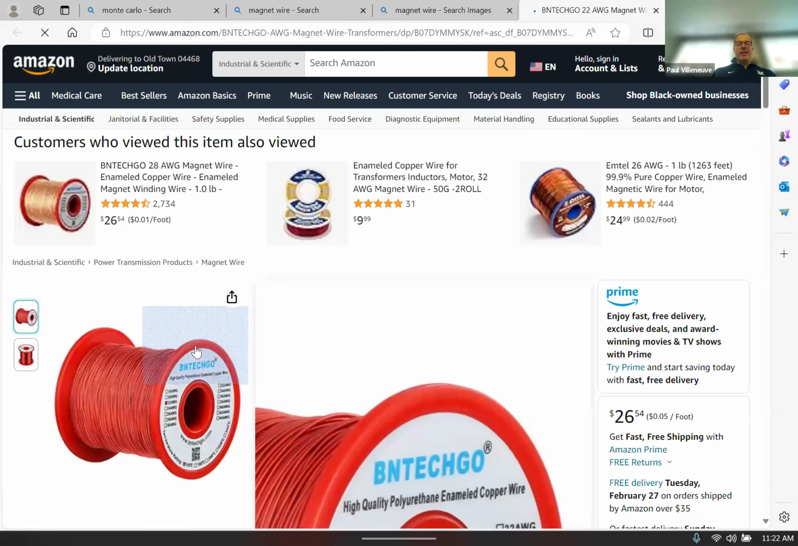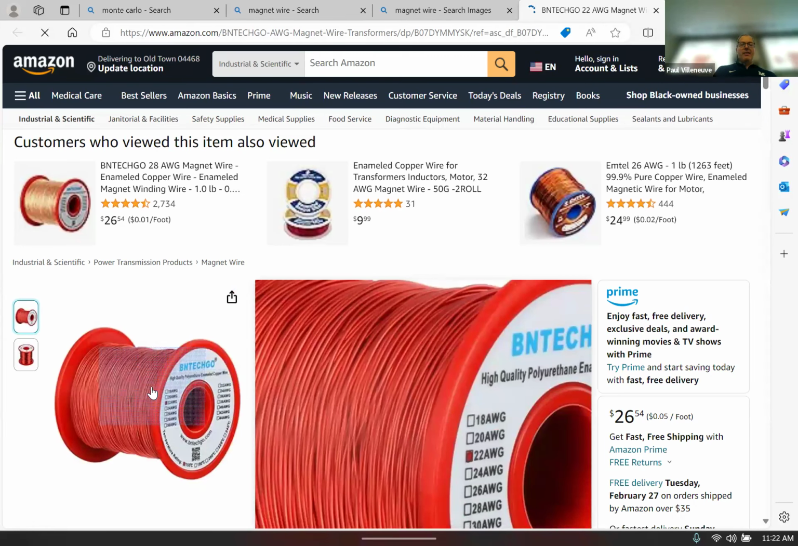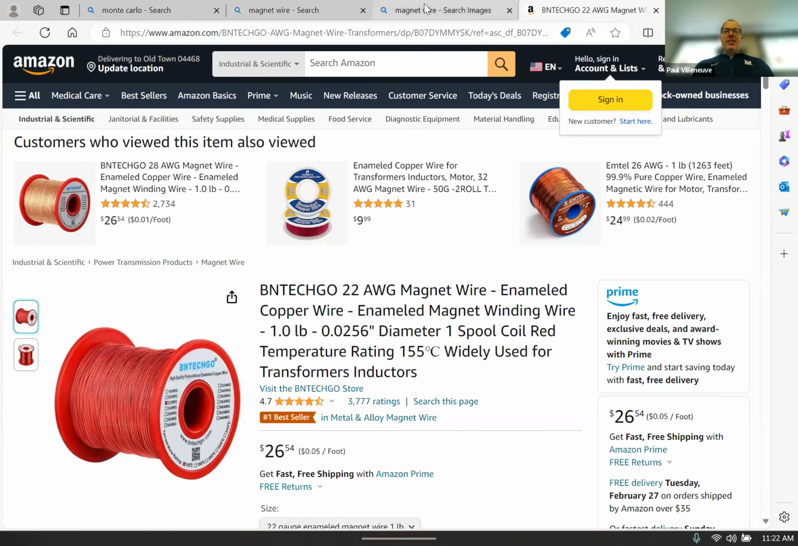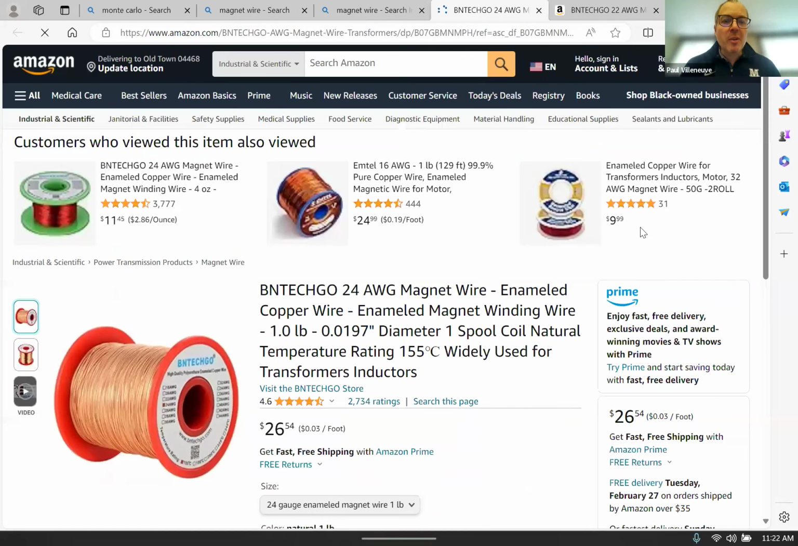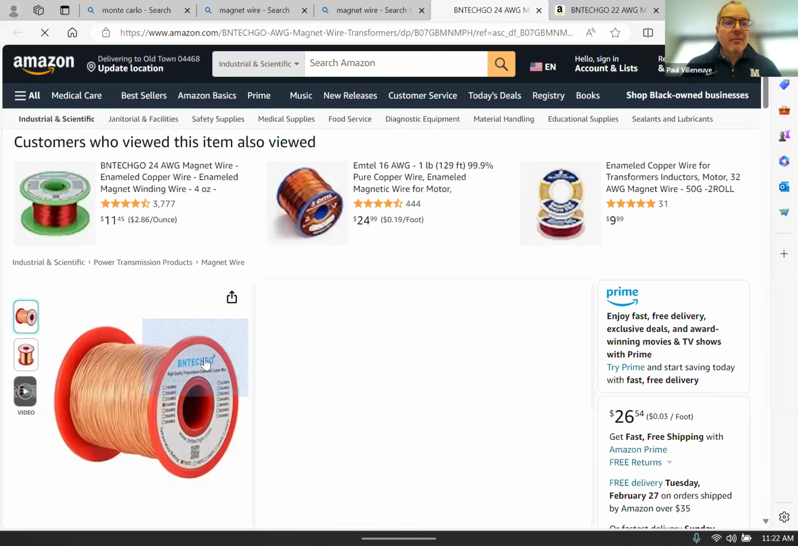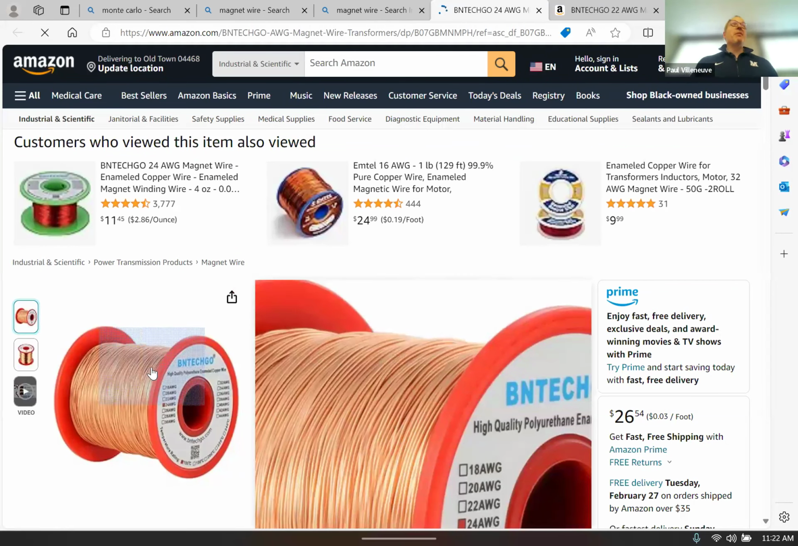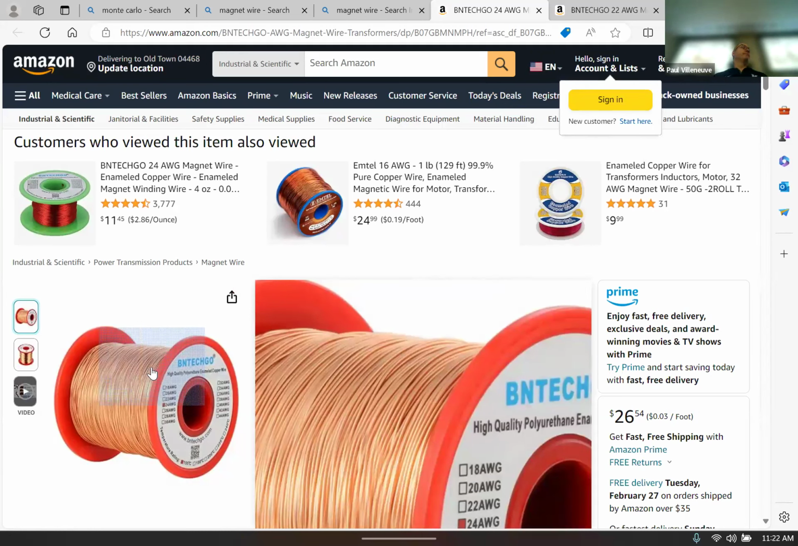Kind of purpley red. I don't know if you can see that, because it has a very thin insulation coat on it. I can't imagine that this is magnet wire because it looks like it's pure copper. But it says it's enameled, so maybe they're using a different type of insulation. But all the magnet wire I've ever seen is purple.